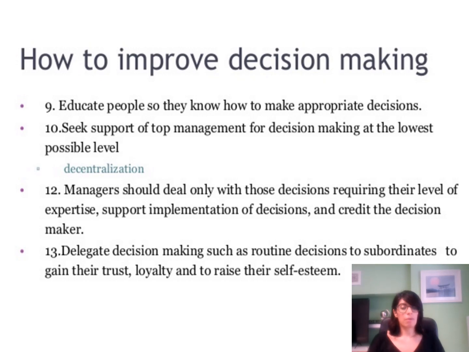If you use a model for decision making that works for you, maybe you can share that with other people. A great way to actually improve the process is to seek some support from the managers or the leaders in your company so that they can actually help you solve the problem. And actually the managers kind of deal with the decisions that require their level of expertise. They support the implementation of those decisions and actually credit the decision maker.